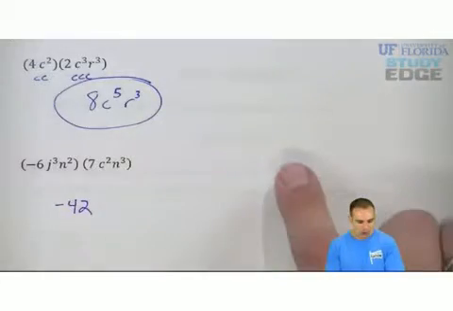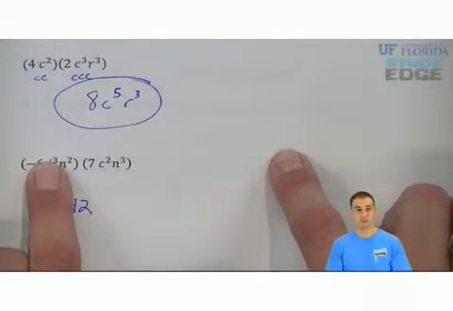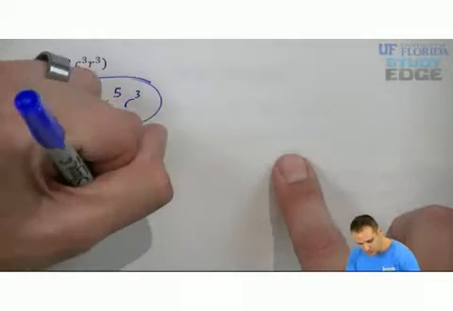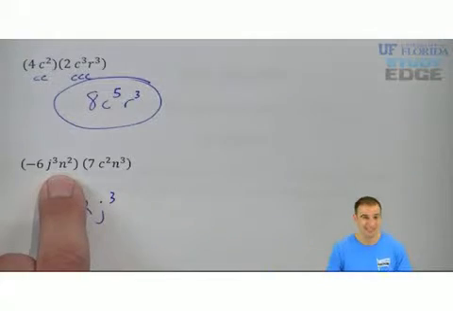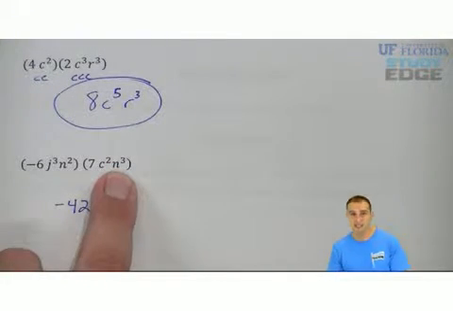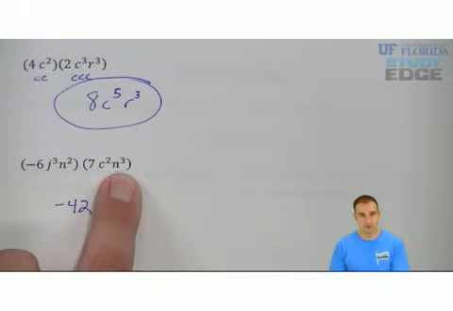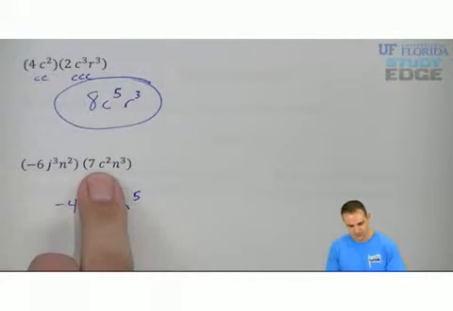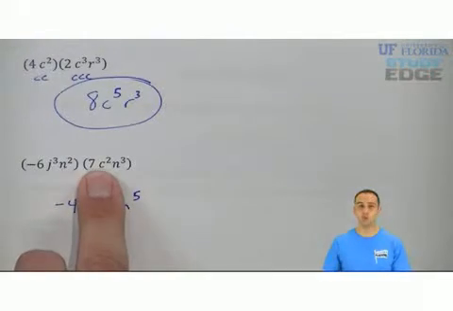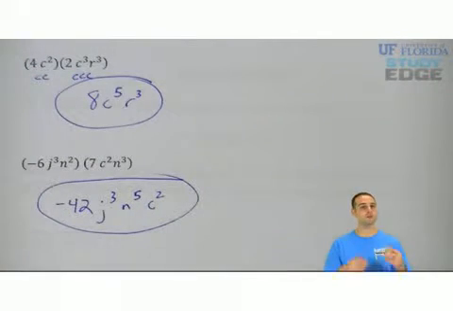Then we go through all the variables. J to the 3rd power, also called j cubed. Nothing else, so we just bring it down, j cubed. N squared, also called n to the 2nd power, times n cubed, or n to the 3rd power. Again, we're going to add the exponents. 2 plus 3 will give you n to the 5th. The last variable is c squared, which I would just bring down. So again, you're going to multiply the coefficients and add the exponents.